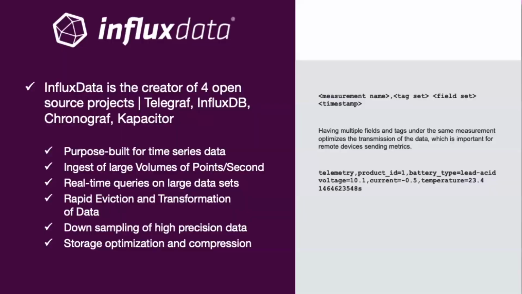So a little background on Influx Data. Influx Data is the creator of 4 open source projects: Telegraph, InfluxDB, Chronograph, and Capacitor. All of these projects and products were purposely built for time series data. Time series data requires an ingestion of really large volumes of data, and InfluxDB and its other side products help you ingest data in real time, transform data and downsample data, and especially help you store, optimize and compress your data as well. On the right side over here, we have how our data is stored in InfluxDB.